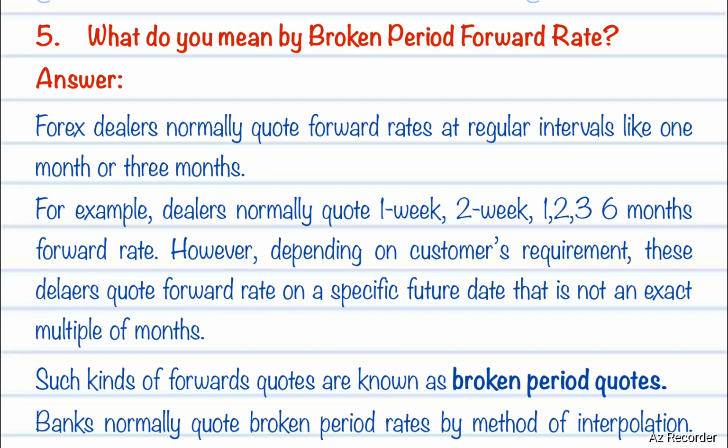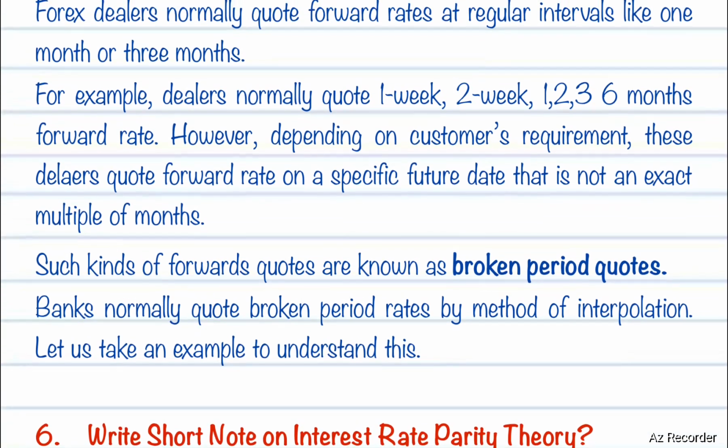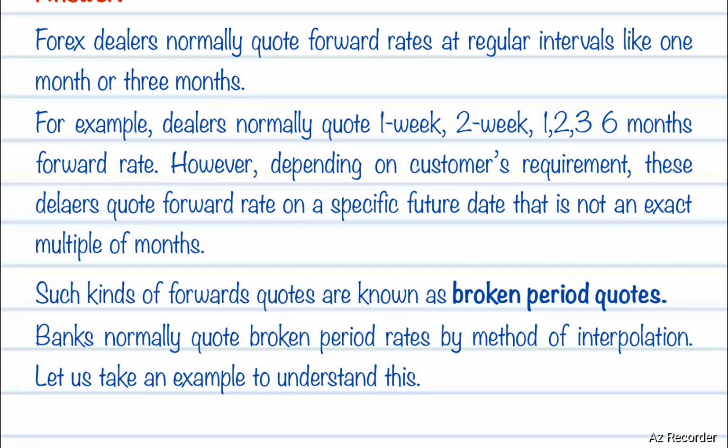Next, what do you mean by broken period forward rate? Forex dealers normally quote forward rates at regular intervals like 1 month or 3 months. For example, dealers normally quote 1 week, 2 week, 1, 2, 3, 6 months forward rates. However, depending upon the customer's requirement, these dealers quote forward rates on a specific future date that is not an exact multiple of months. Such forward quotes are known as broken period quotes. Banks normally quote broken period rates by the method of interpolation.